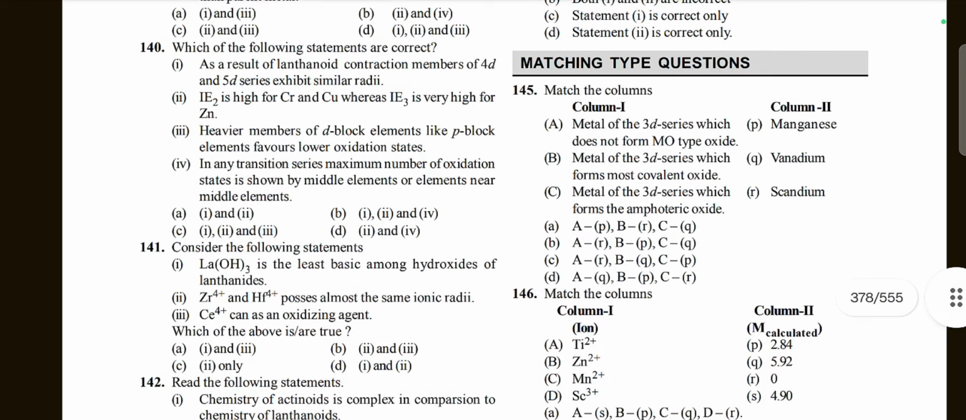Which of the following statements are correct? As a result of lanthanide contraction, members of 4D and 5D series exhibit similar radii. Yes, true. Ei2 is high for chromium and Cu, whereas Ie3 is very high for zinc. Yes, true. In any transition series, maximum number... Statement third is heavier members of D-block elements like P-block element favors lower oxidation states. No, this is false. Heavier members of D-block elements, unlike P-block elements, show higher oxidation state. For example, W6 is more stable than chromium-6. In any transition series, maximum number of oxidation state is shown by middle elements or elements near middle elements. Yes, true. So, 1, 2 and 4 are correct. Option B will be the answer.